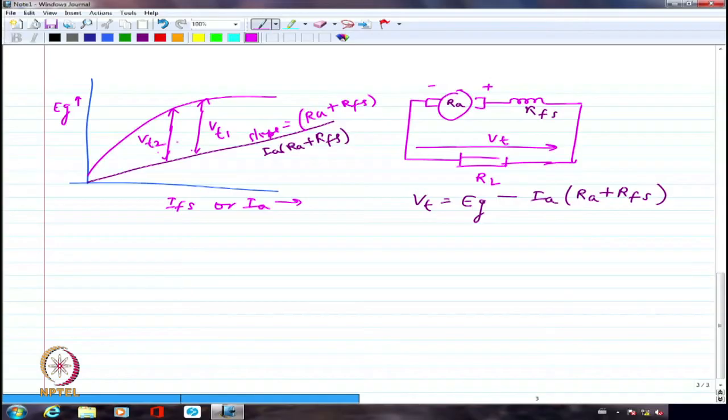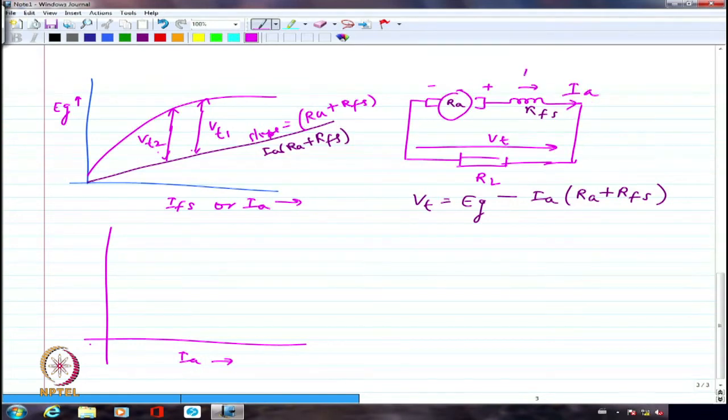So if I want to really plot the external characteristics, I have to say it is IA. After all, IA equal to IL equal to IF. There is no difference at all. Please note that this current is the same if I may call this as IA, or this is IF, or if I call this as IL. All of them are the same. All of them are in series. So all the three are essentially the same in a series machine.